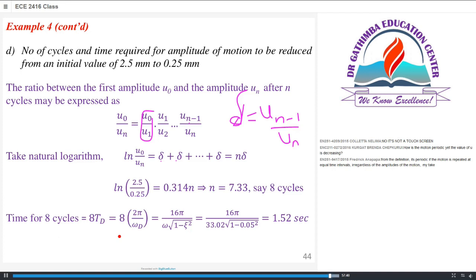So the time for 8 cycles is equal to 8 times the period, because the interval for our motion is the same; one cycle finishes within the same time period. So we need to calculate the damped period, which is given by this expression or this expression, and we have already calculated this part. So after 1.52 seconds, we can comfortably say that the amplitude is going to reduce from 2.5 to 0.25.